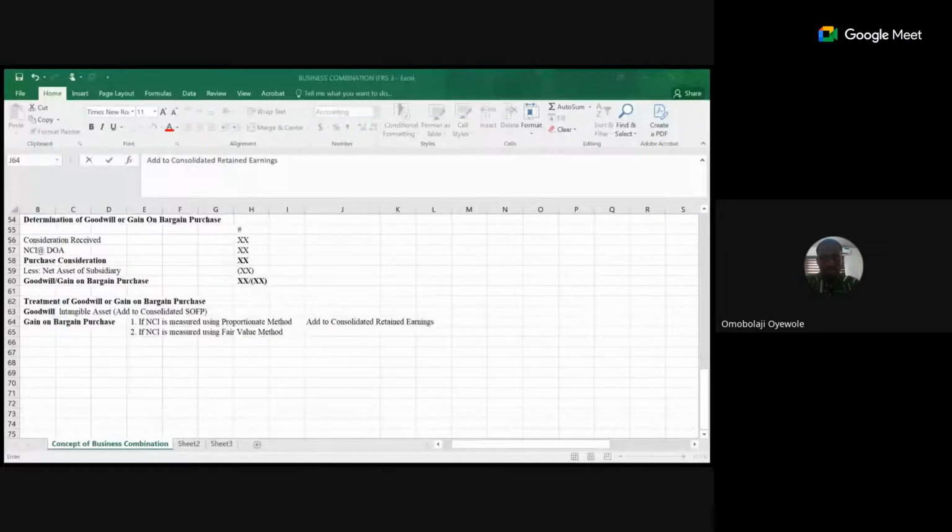So I was saying that when you are calculating for gain on bargain purchase, is it clear now? Yes, very, very clear.